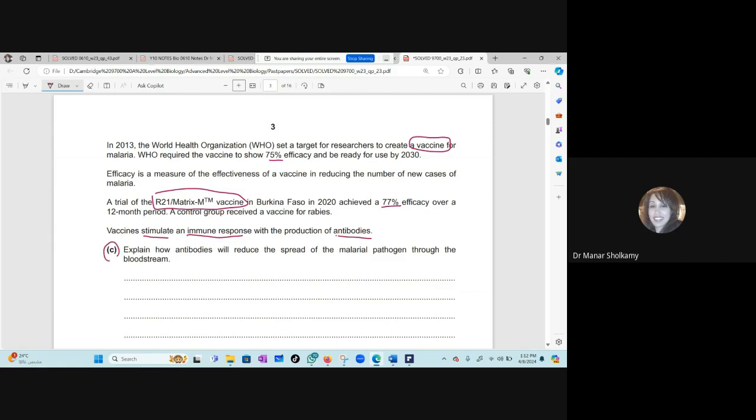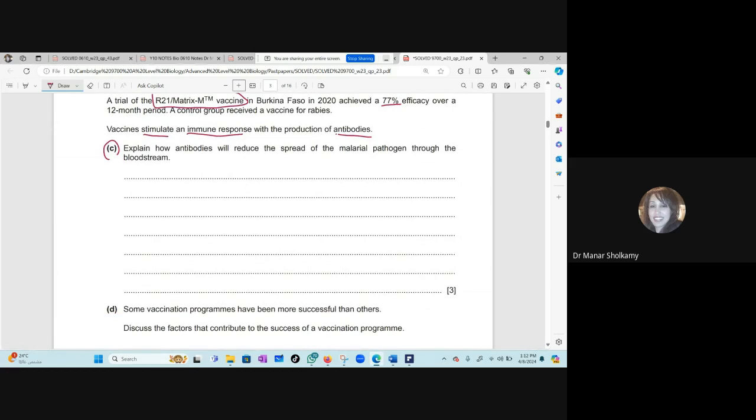Okay, C. Explain how antibodies will reduce the spread of the malarial pathogen through the bloodstream. Now, this is a direct question. How do the antibodies work? They bind to the antigen. Okay. No, there's a list of things. Remember, I know ball? Remember?